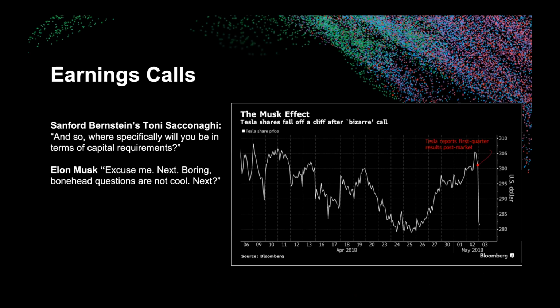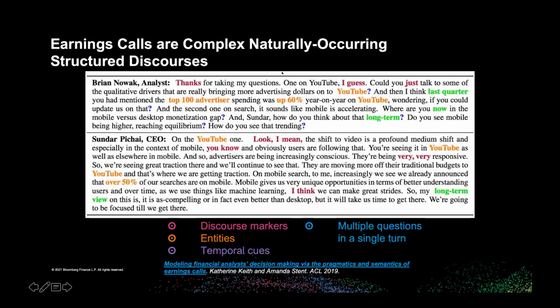So what are earnings calls? Earnings calls are interesting. They're complex, naturally occurring structured discourses. Typically what happens is the company representative, the CEO, goes and talks and reads some prepared remarks. And then you get into some interesting bit at the end where analysts who are on the call ask questions of the CEO. This is an example of a conversation between Brian Novak and Sundar Pichai, who's CEO of Alphabet. And so you can see that there are a lot of things happening in this discourse which are interesting from an NLP perspective.